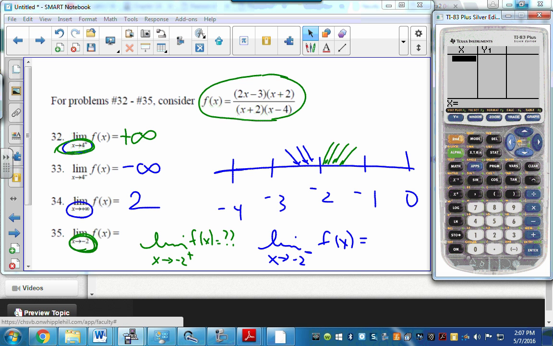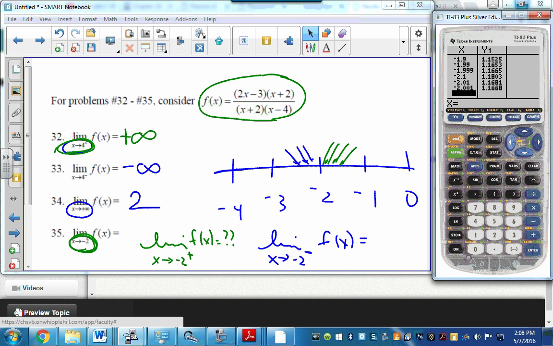Okay, coming in from the right, we had -1.9 and -1.99 and -1.999. That was it. I was doing the same thing twice. Coming in from the left, I've got -2.1, -2.01, -2.001. Okay, and it seems as though these are approaching the same type of value.